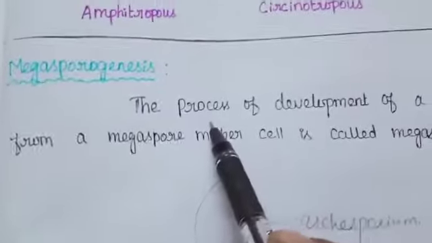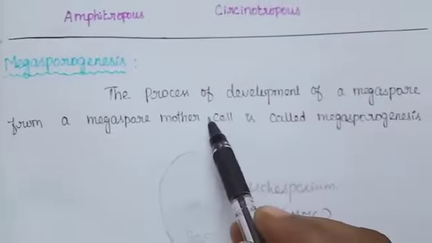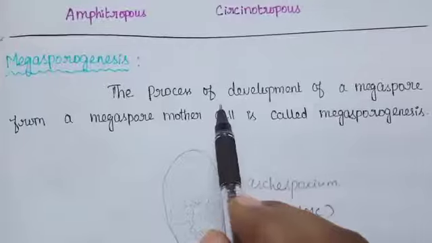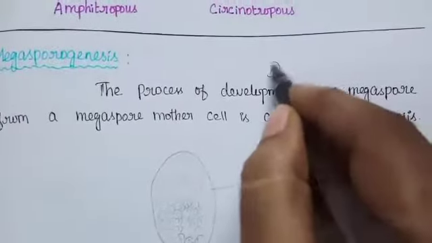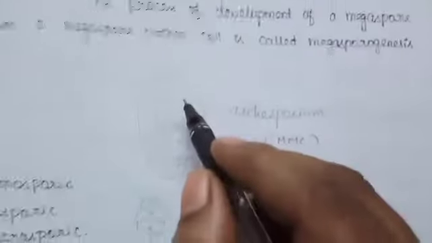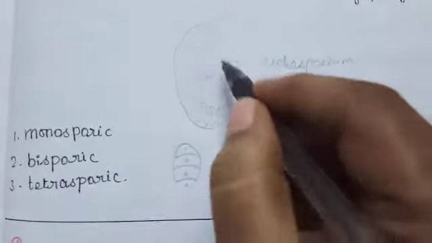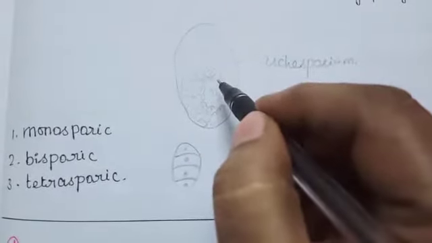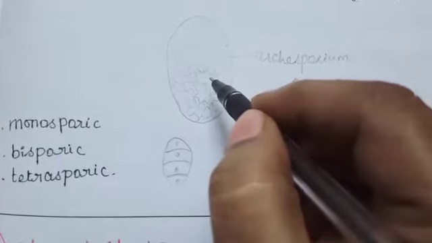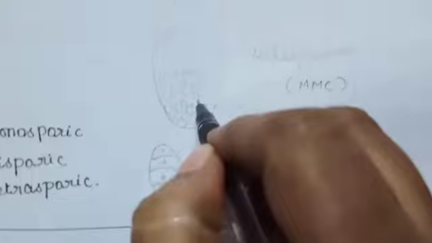Next, megasporogenesis. The process of development of megaspores from a megaspore mother cell is called megasporogenesis. You know very well this nucellus becomes enlarged and functions as an archesporium. Inside this archesporium, the archesporial cell is present. This archesporial cell acts as a megaspore mother cell.